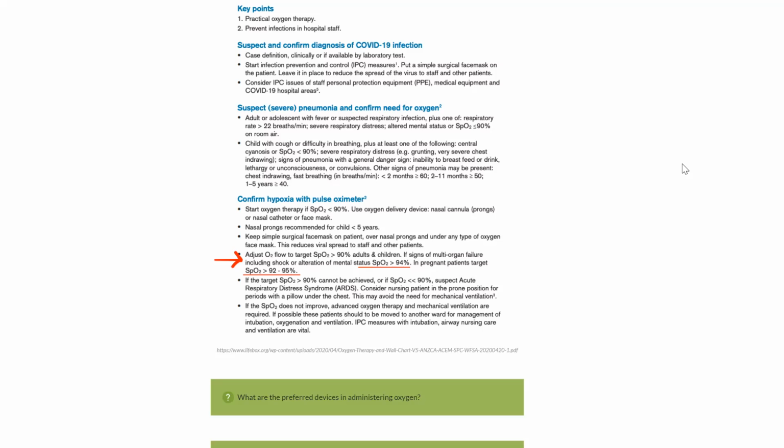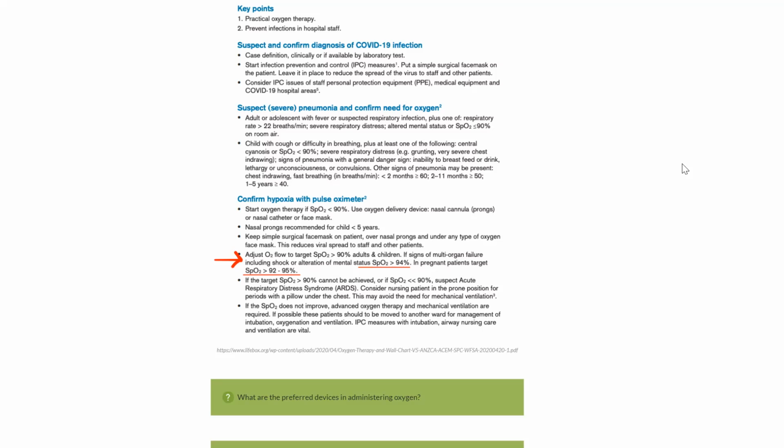Of note is the nasal prongs do not have a high rate of the aerosols, but the higher the oxygen therapy you institute, the more the aerosols will be generated. So you have to keep that in mind. So for most patients, we want the target to be around above 92 to 96 or 95% saturations.